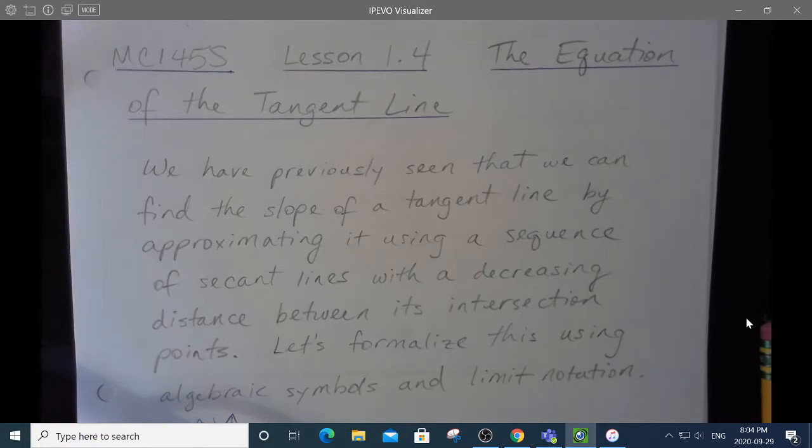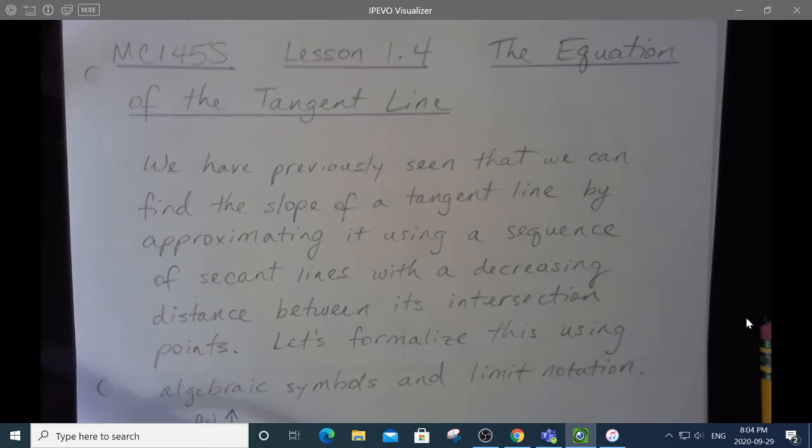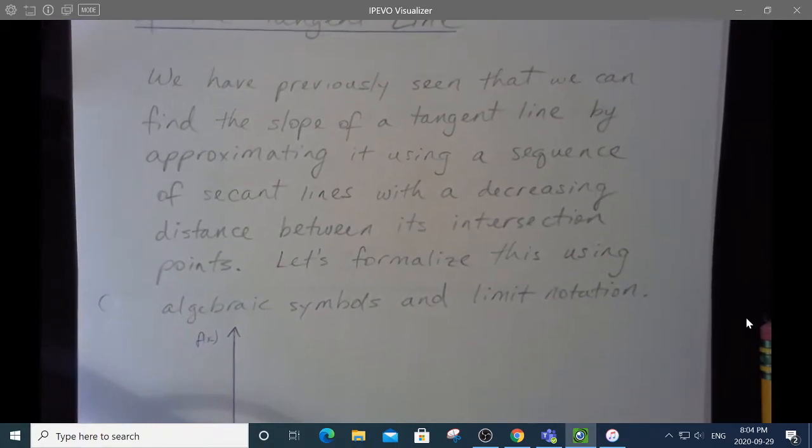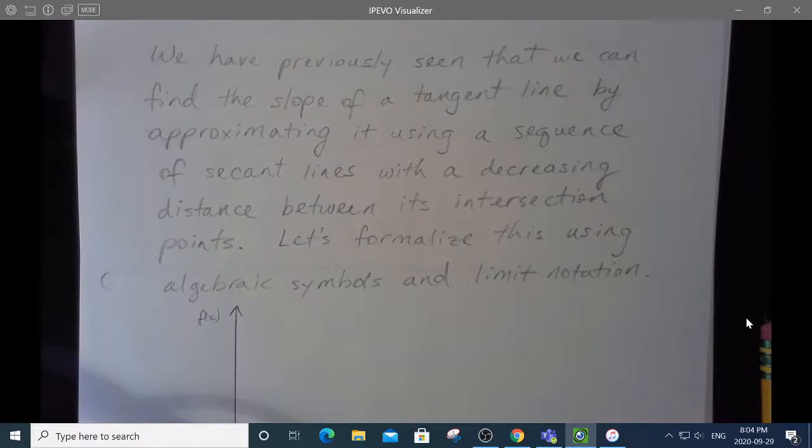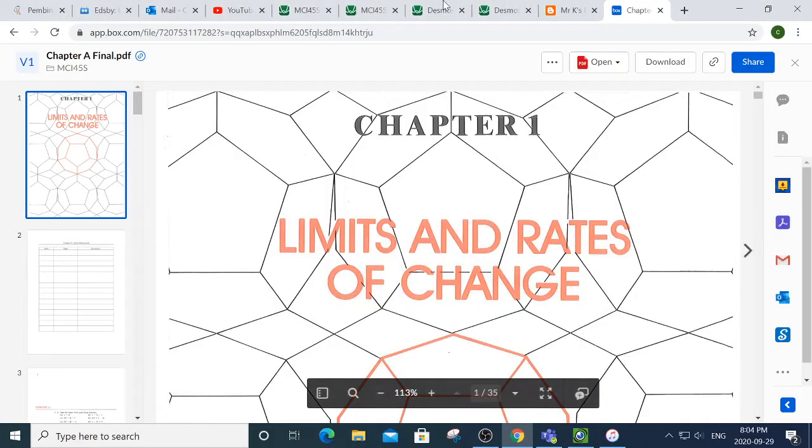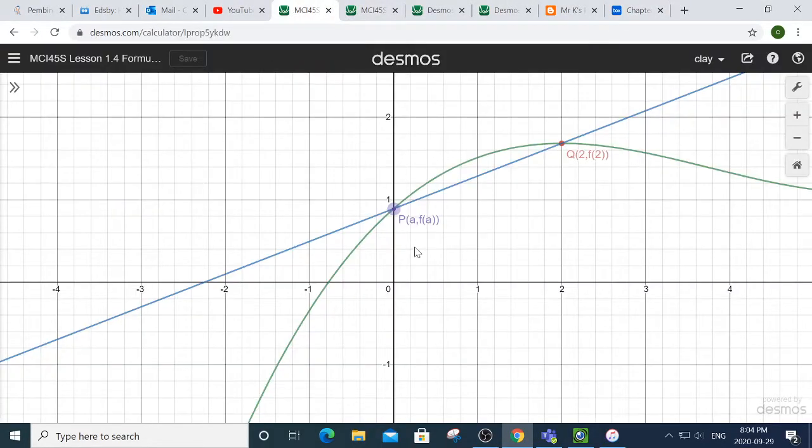So this is lesson 1.4, the equation of a tangent line. We have previously seen that we can find the slope of a tangent line by approximating it using a sequence of secant lines with a decreasing distance between its intersection points. Let me again remind you what that looks like. So going to Desmos here, there we go.